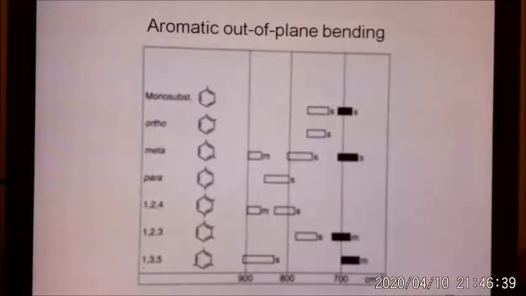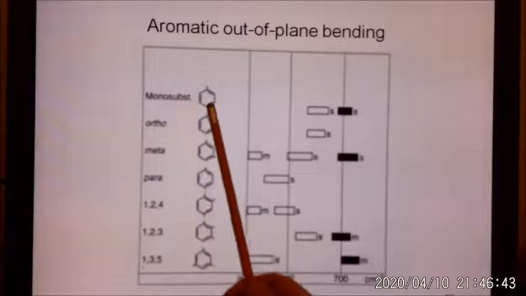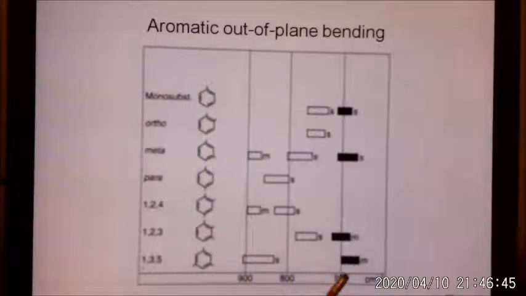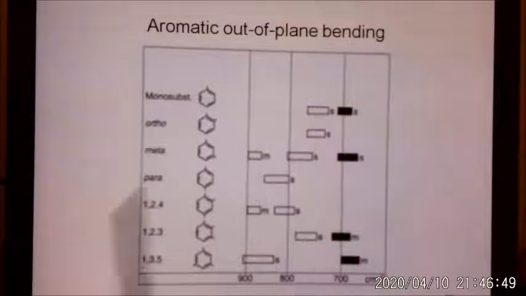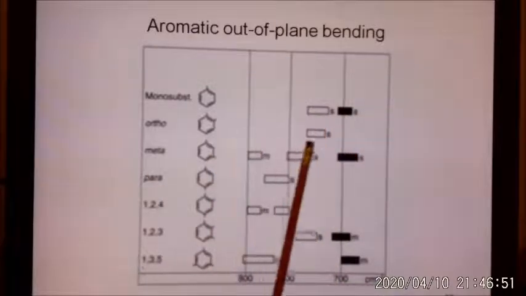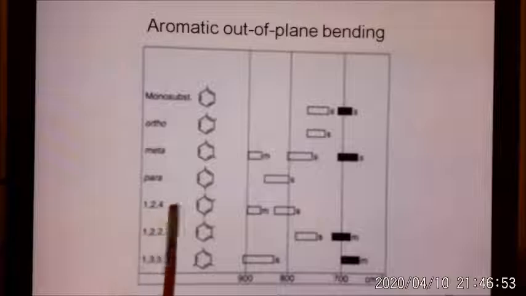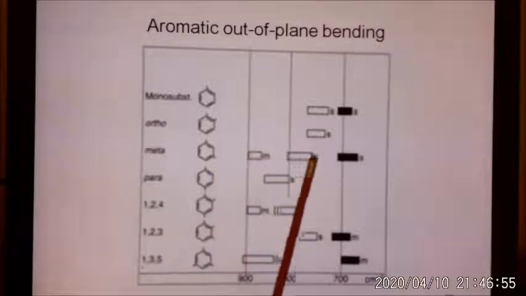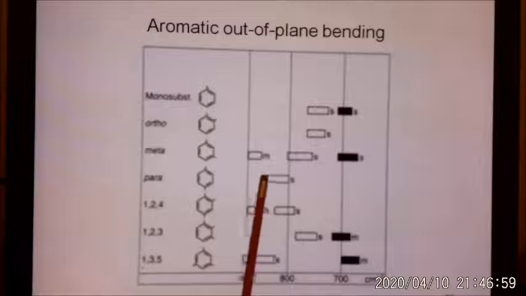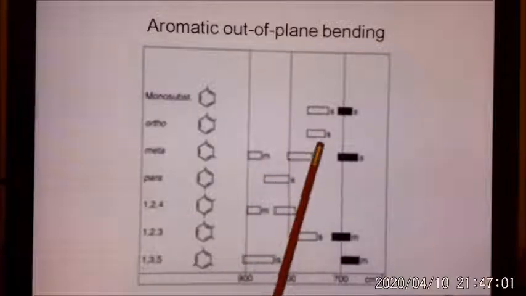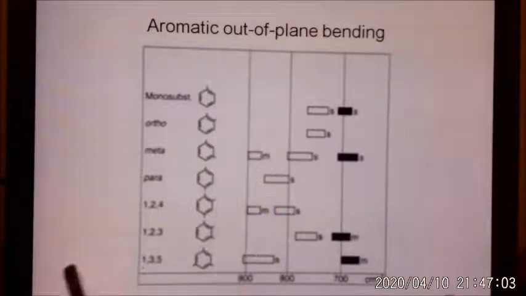I apologize, this is a little on the blurry side, so we'll go through this. If it's monosubstituted, in the fingerprint region, I see two strong peaks. If it's ortho, I see a single one around 750. If it's meta, I have three of them. Okay? Para, I only have a single one. Now the difference, 750, 800.